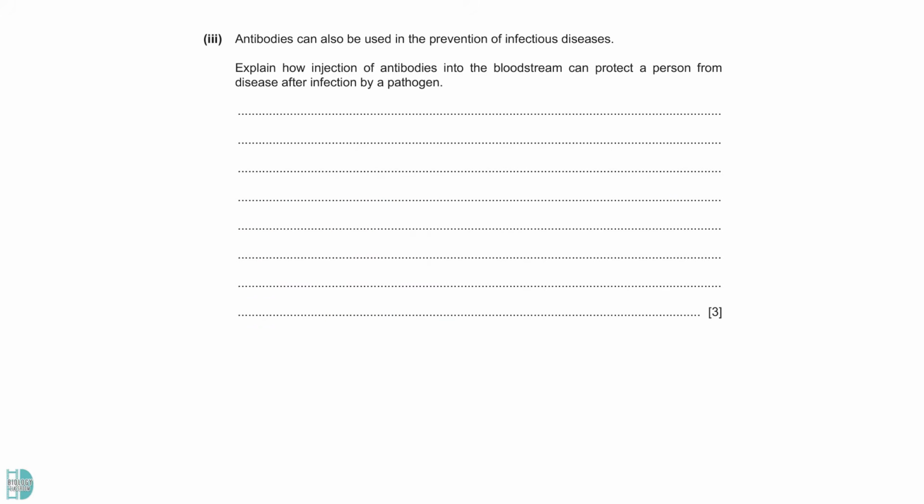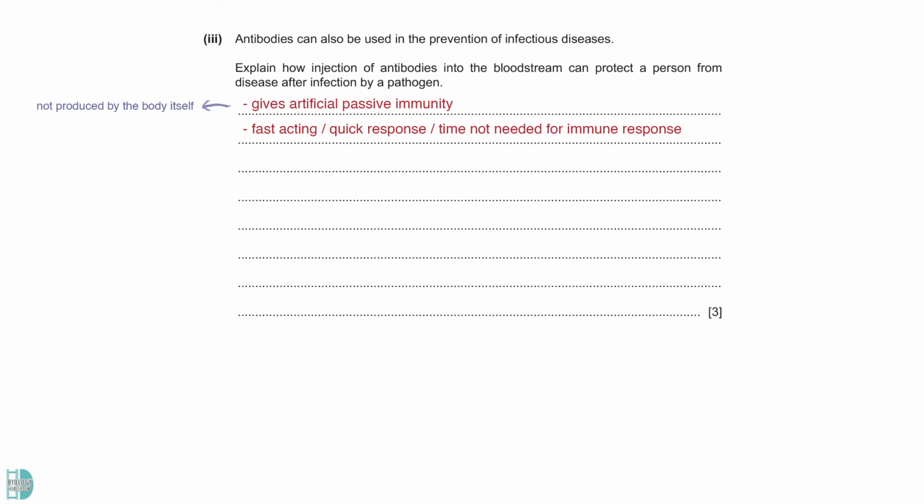Question 3 wants you to explain how injection of antibodies into the bloodstream can protect a person from disease after infection by a pathogen. The injection of antibodies into a person's body is an artificial passive immunity, as the person does not produce the antibodies him or herself. It can give an immediate protection, since we don't have to wait for events like clonal selection and clonal expansion to take place. Right after the injection, antibodies can bind to the antigen on the pathogen.